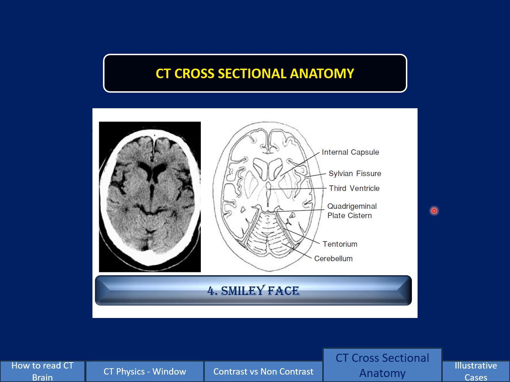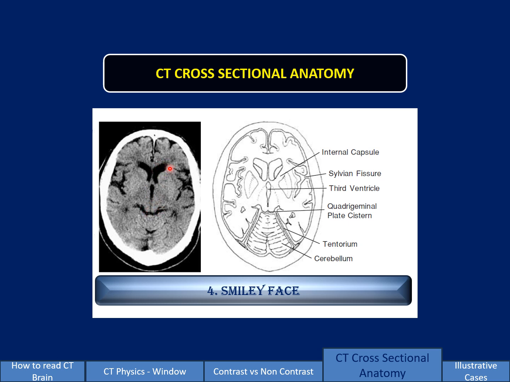Coming to the next inferior section, namely the smiley face section. If we stretch our imagination, we will be able to see that this looks like a smile. The smile is basically the quadrigeminal plate system. This is the third ventricle. The third ventricle and quadrigeminal system is seen.